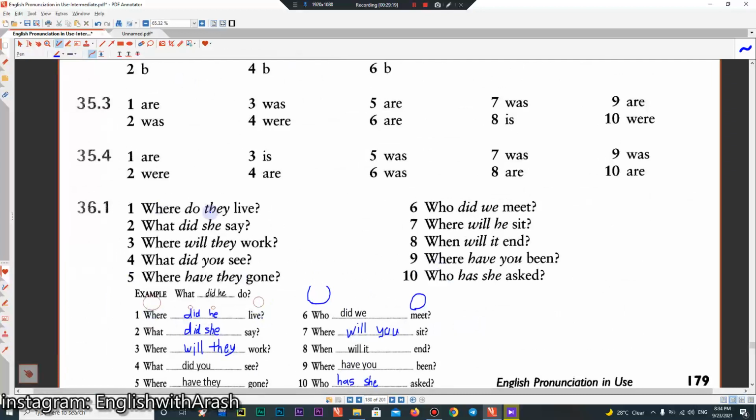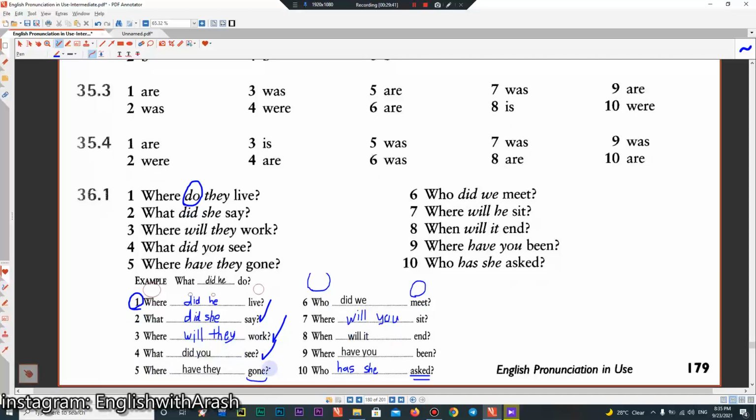Where did he live? Oh, so it's where do they live, not where did they. So the first one is a mistake. What did she say? The second one is okay. Where will they work? Okay. What did you see? Okay. Where have they gone? Good. Who did we meet? Good. Where will she sit or whatever? Where will he sit? Okay, so that's a mispronunciation anyway.